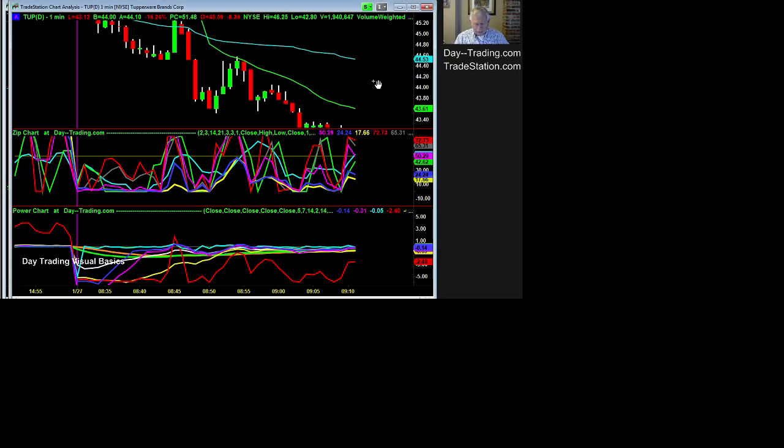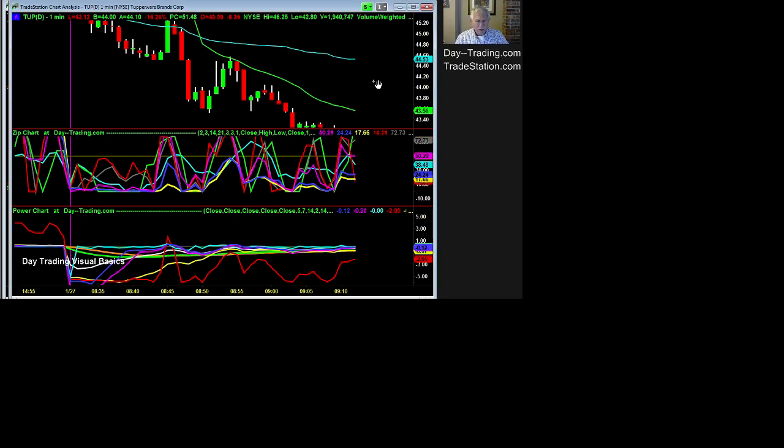And the VWAP is calculated by adding the dollars traded for the average price of the bar throughout the day. In other words, your average price times the number of shares traded per bar, and then dividing by the total shares traded for the day. And so you can see that last part of it, when you divide by the total shares, it just keeps dividing. Well, the line gets flat.